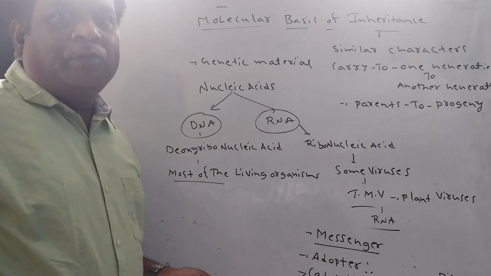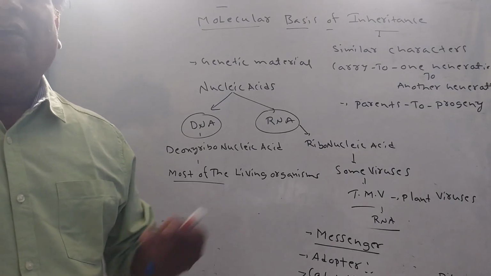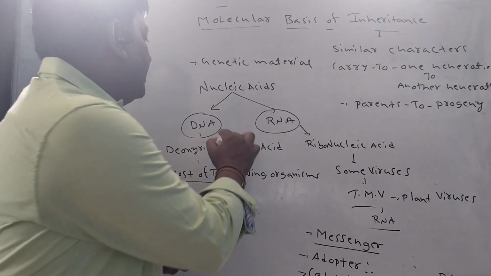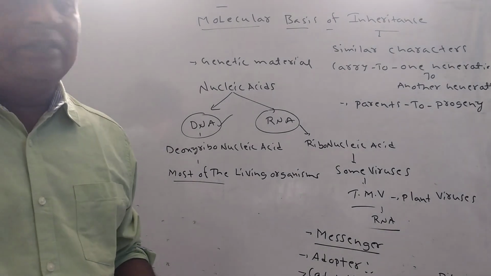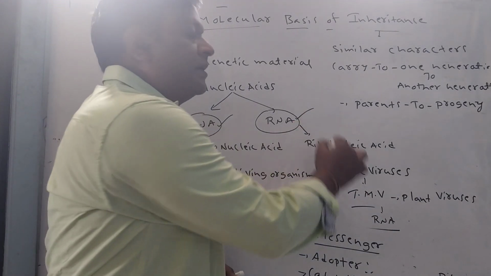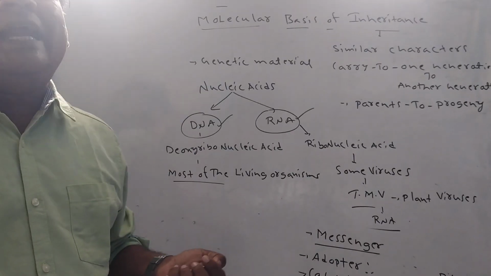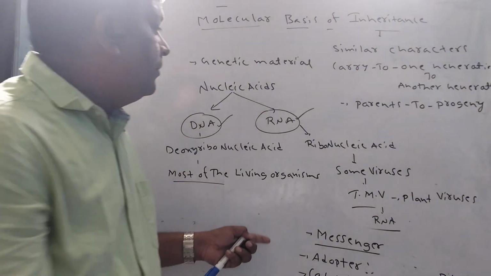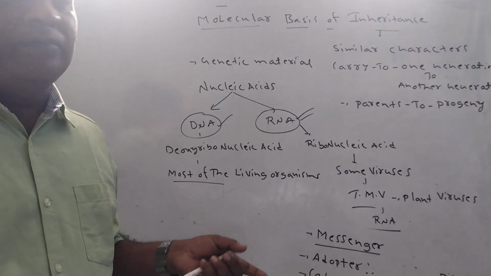They will ask questions, for example: which is the genetic material present in most of the living organisms? You go with DNA. Which is the genetic material in some viruses only? We have to go with RNA. Which genetic material has catalytic property? You have to go with RNA. Questions like this will be asked from this topic.